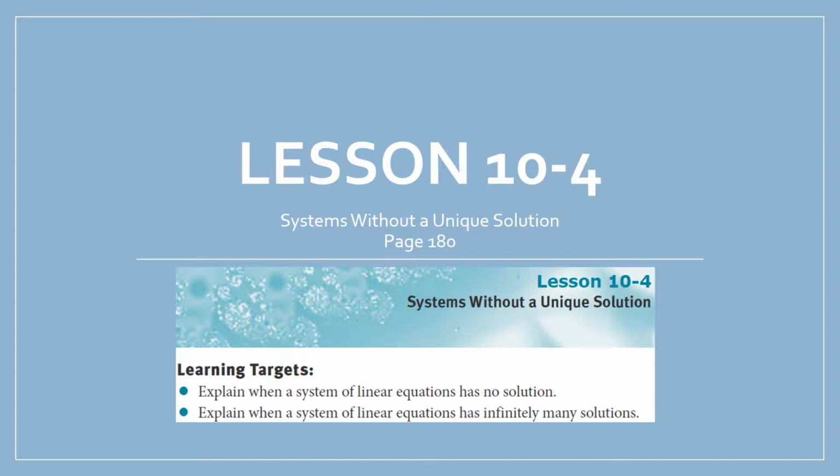Now we're going to look at some systems that don't have a unique solution. So this will be starting up on page 180 in your book. We want to be able to explain when a system of linear equations has no solution and explain when a system of linear equations has infinitely many solutions. So you've seen equations like this. Now you want to relate them to systems. So when and why does a system have no solution or infinitely many solutions?